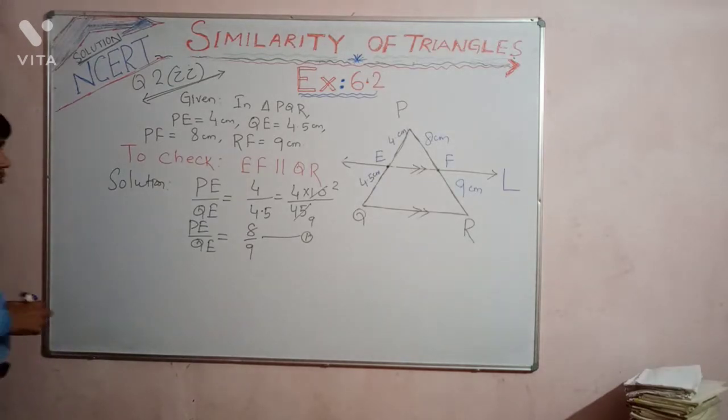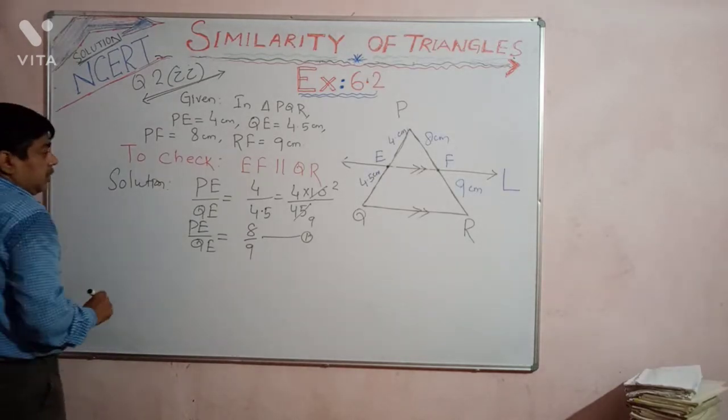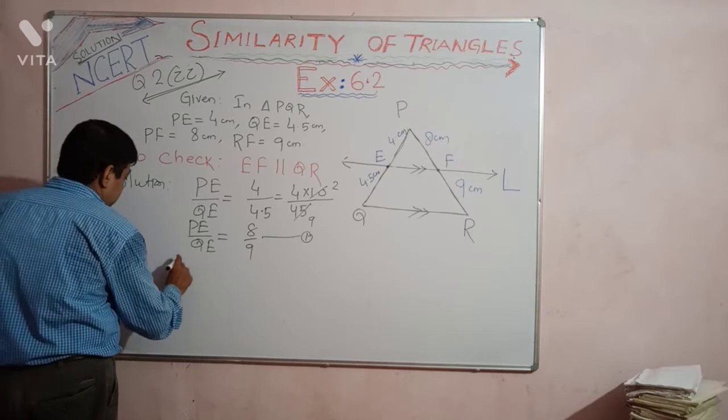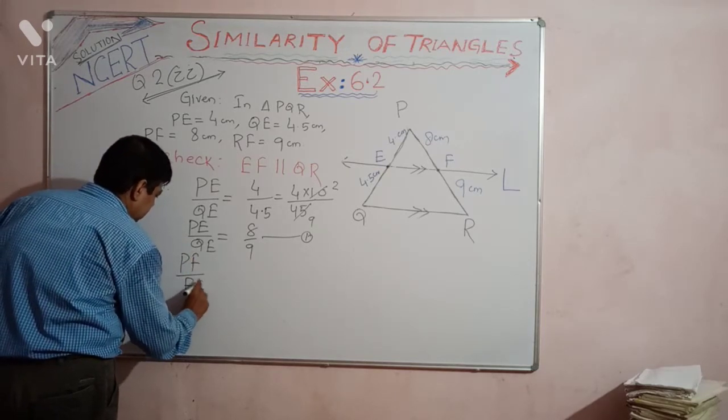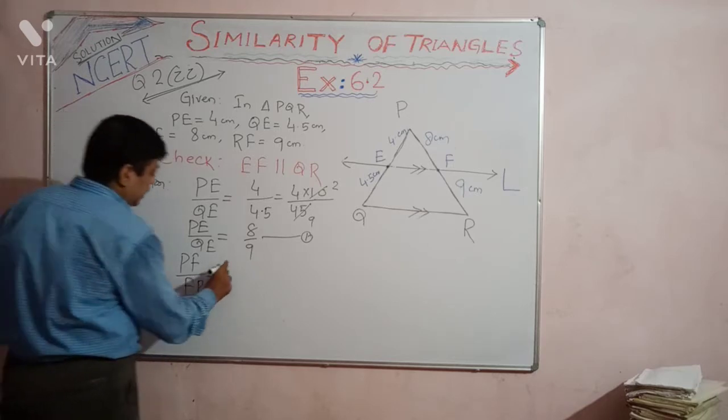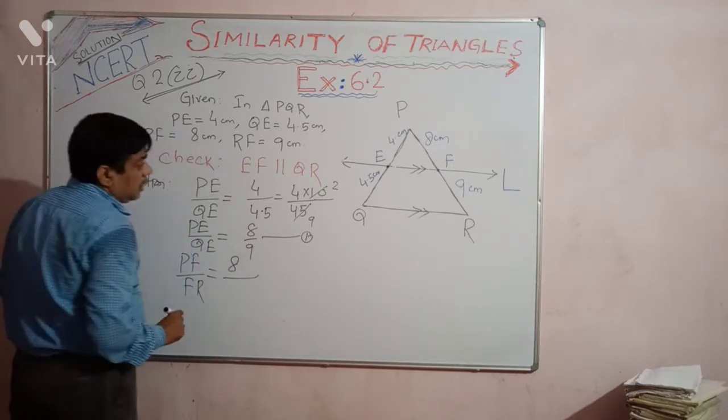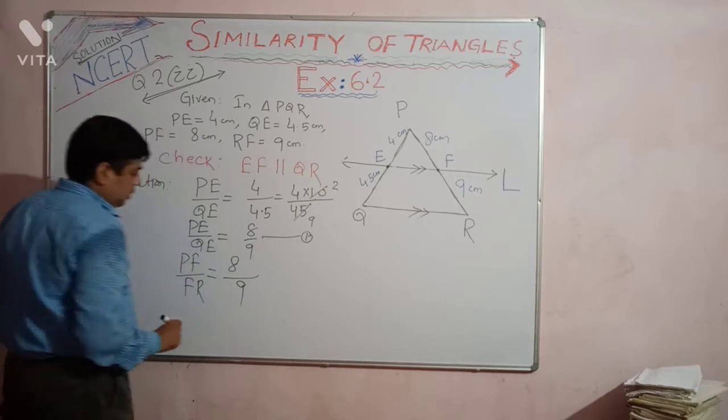Similarly, let us find out the ratio between PF and FR. PF divided by FR. The length of PF is given as 8 cm and FR is given as 9 cm. You see already.